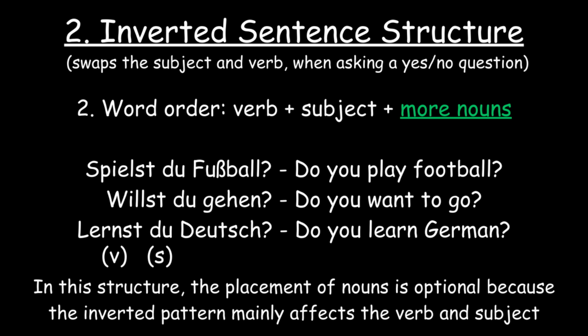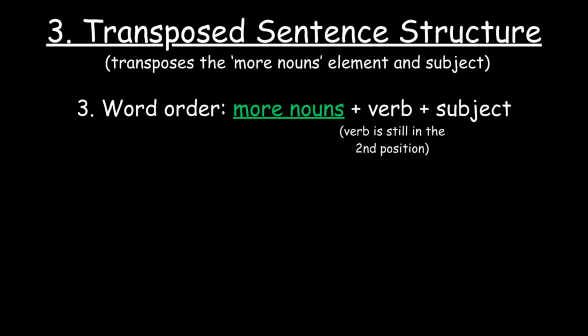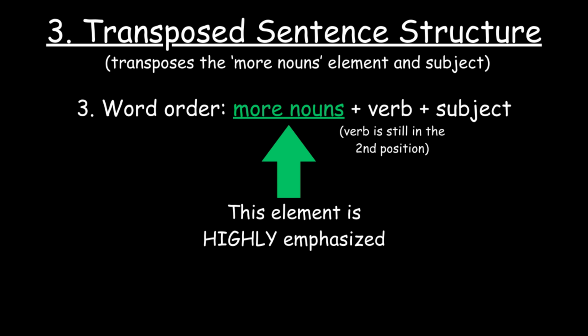This is the second inverted pattern. The third, transposed pattern, transposes the nouns and subject. While the standard pattern follows a subject, a verb, and more nouns, the word order in the transposed pattern follows more nouns, a verb, and a subject. This pattern is more common in German, and it specifically emphasizes the more nouns element. Still, this is where it becomes nonsensical in English.